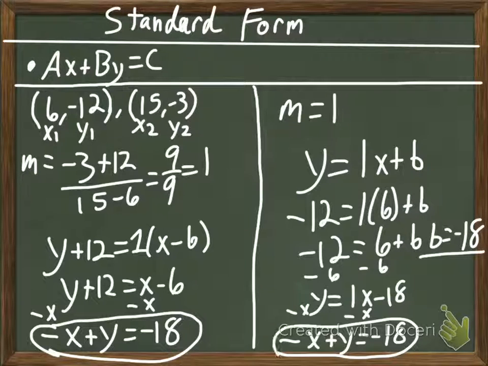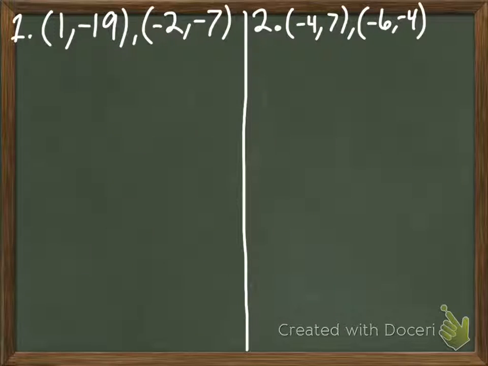So it does not matter which way that you go through and write the equation at the beginning. You can either do point slope or slope intercept, just so long as in the end you wind up with standard form. So here are two examples for you to try on your own, so pause the video and work through these with your group.